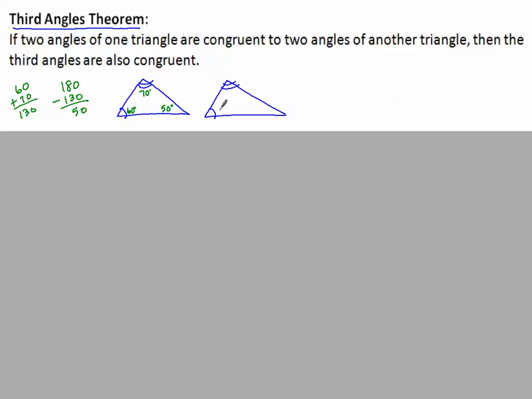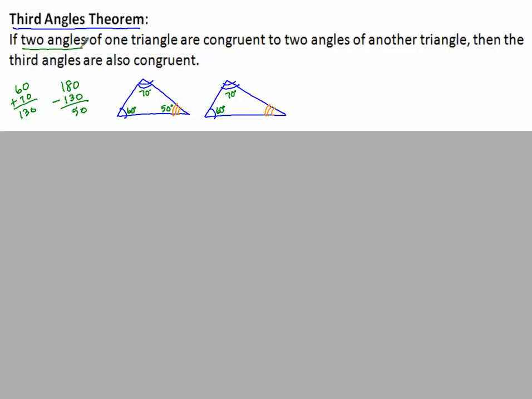This third angle has to be 50. So if these two angles are congruent to these two angles, and I know these measures are 60 and 70, then I know this one has to calculate to be the same thing because it's a triangle, and in any triangle, the angles add up to 180. So without having to do calculations, I know automatically that these angles, the third angles, are congruent to each other. So the third angles theorem just tells us we don't have to do that much work.